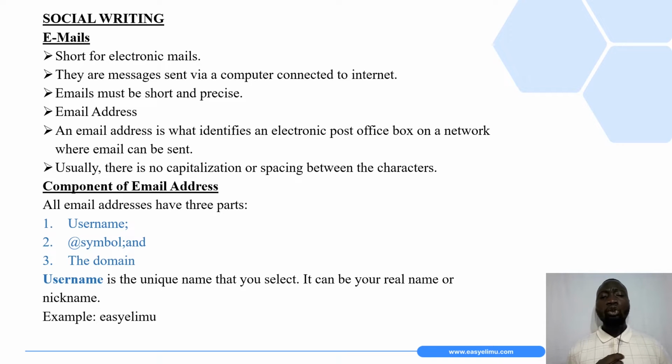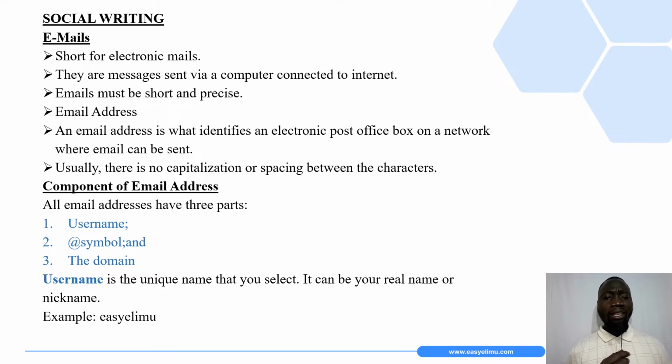So usually there is no capitalization or spacing between the characters. When you are creating an email address, you must know that we do not have capitalization or spacing between the characters that are used, even if it is the first letter in that email address. It is not supposed to be capitalized or written in uppercase.